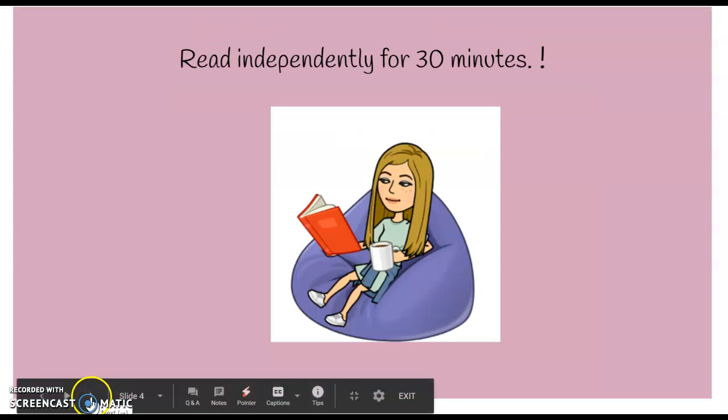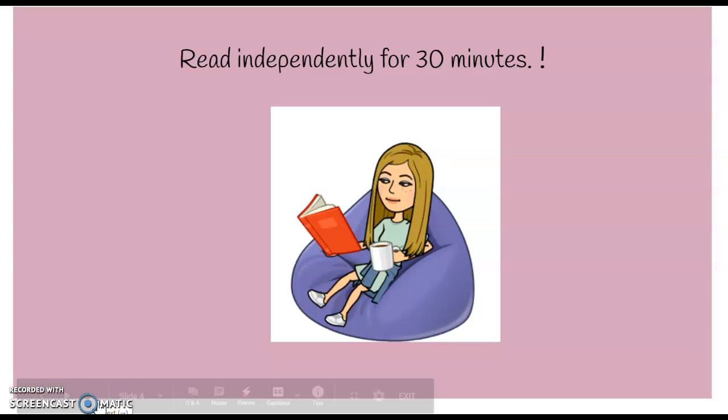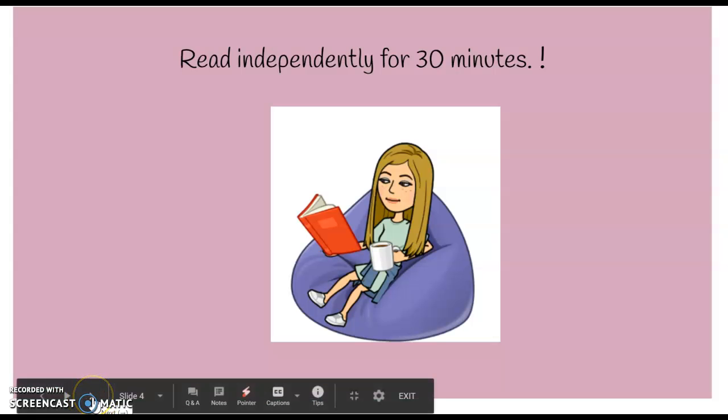Read to yourself for 30 minutes. Find a comfy, cozy spot, maybe build a tent, maybe read in a secret hiding place, maybe read outside, wherever you find a fun place to read.